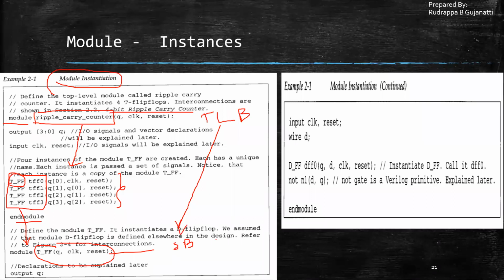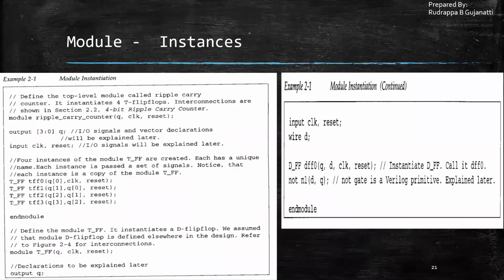Since we are creating 4, I'll be having 4 such instances. And these 4 T flip-flops are implemented how? They are implemented using the D flip-flop and the not. So you will be having the module definition for that also, which will be the leaf level cell, which cannot be further subdivided. So this is the top-down approach. You take the 4-bit ripple counter, you build that using the T flip-flops. T flip-flops in turn are built using the D flip-flops and the inverter.